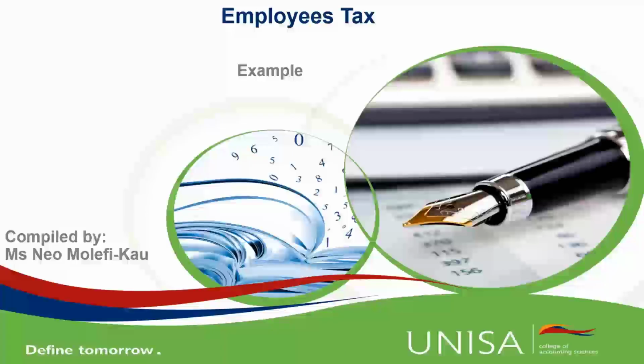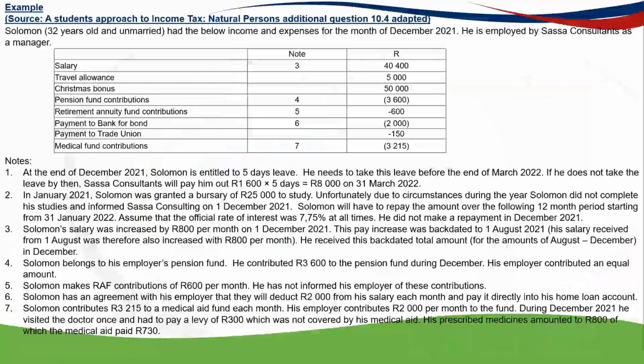This is a follow-up video to the previous Basics of Employees Tax video, in which we will look at an example. In this example, we have the following information. You have Solomon, who is 32 years old and unmarried. He had the below income and expenses for the month of December 2021. He is employed by SASSA Consultants as a manager.